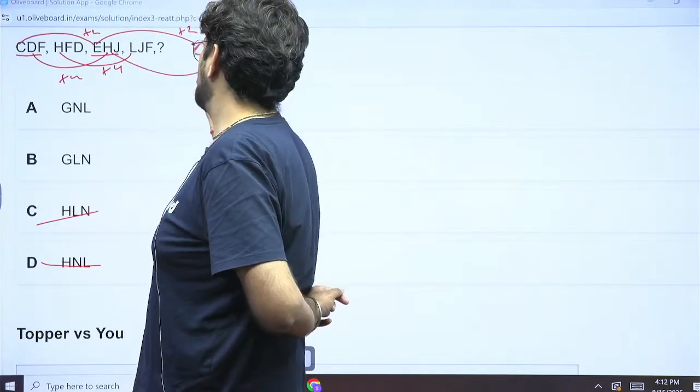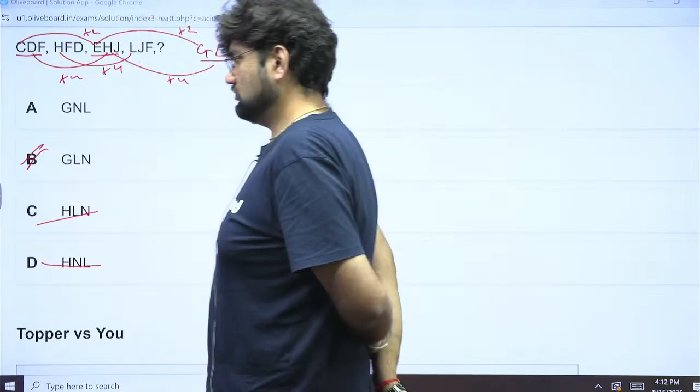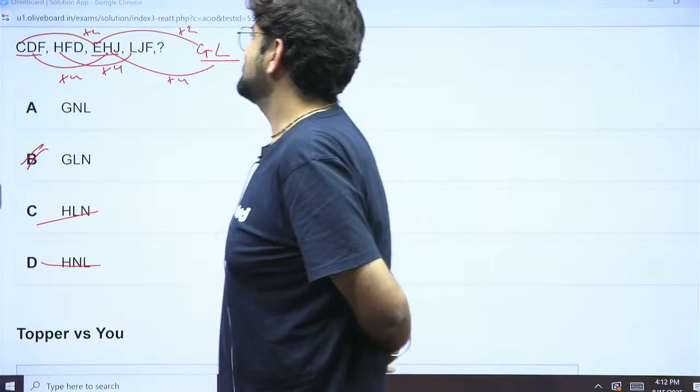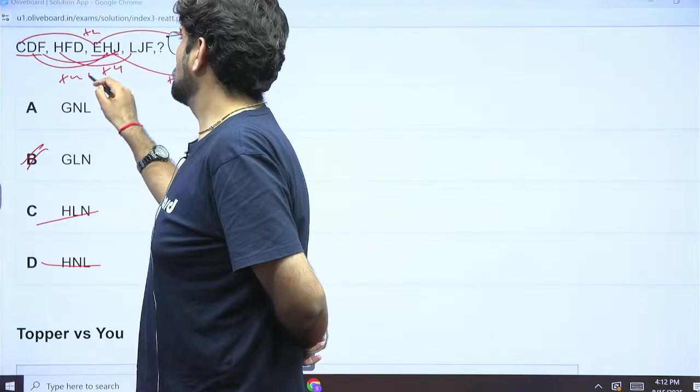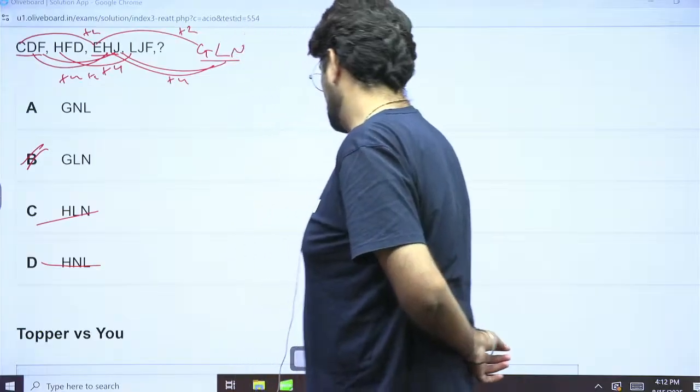So H plus 4 will be 12. So option B should be my right answer. Cool. And 6 and 10 is also plus 4. So 10 and 4 will be 14. So I have GLN as my correct answer.